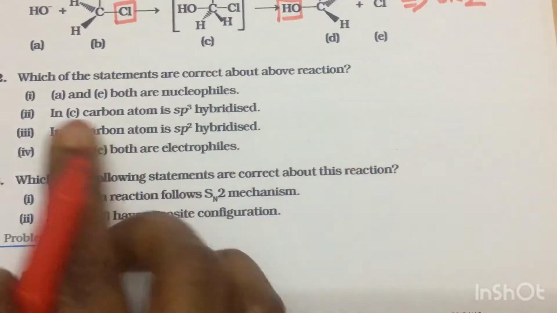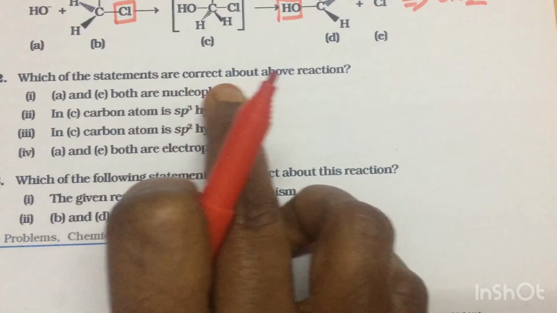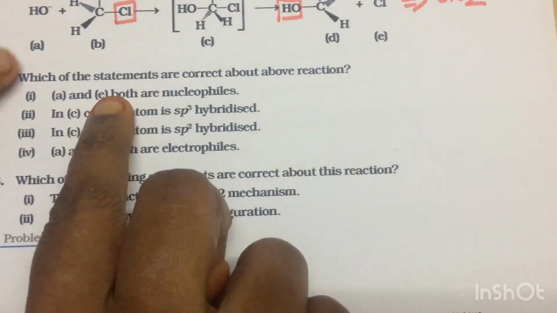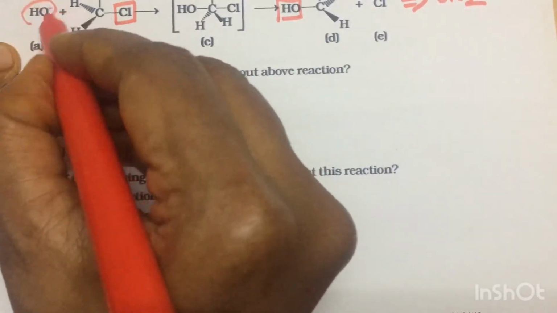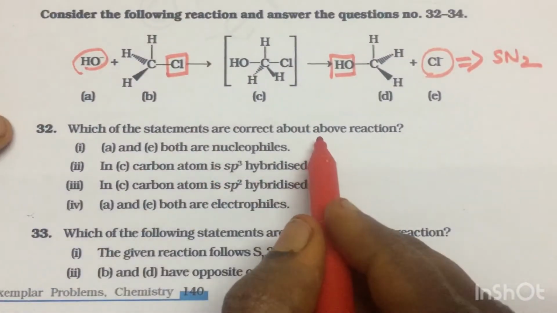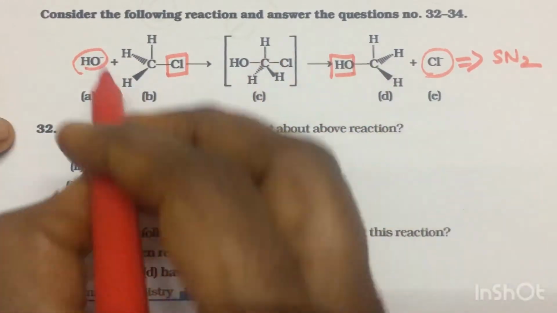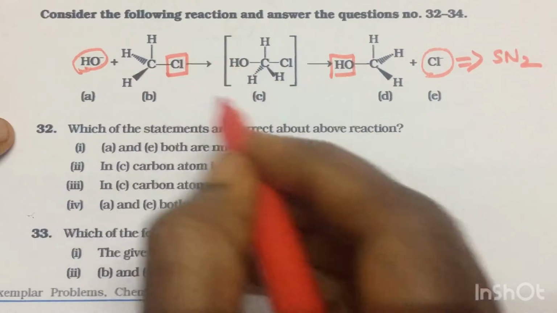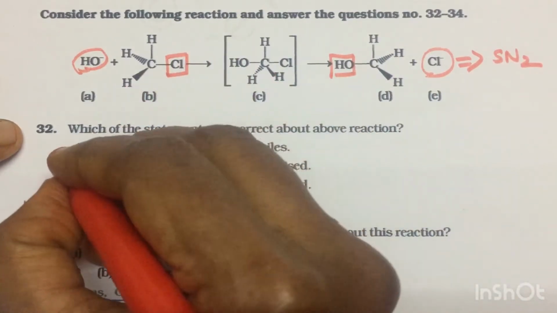So let's answer the question. Which of the statements are correct about the above reaction? A and E. What is A? This is A and this is E. Both are nucleophiles. Yes, both are nucleophiles. Both are having minus charge and they were attached with the carbon. So this is right.